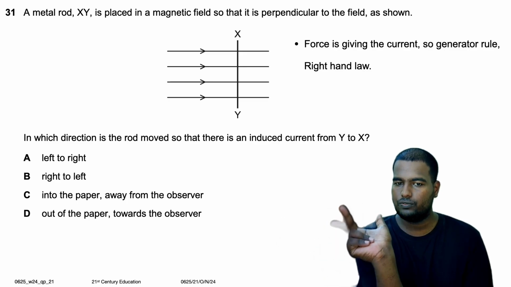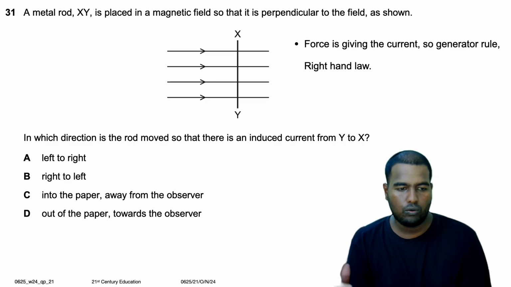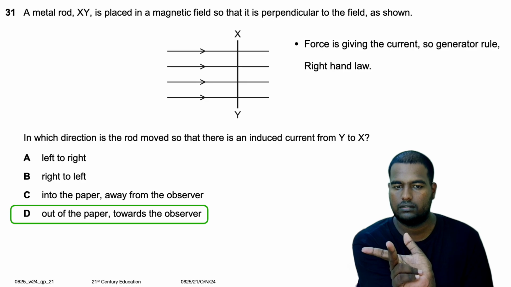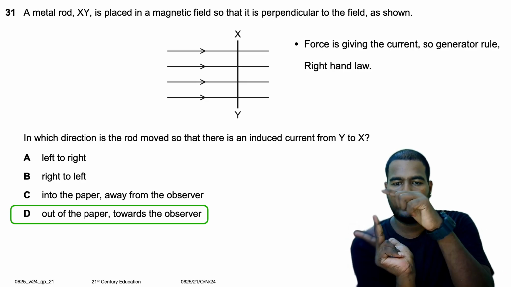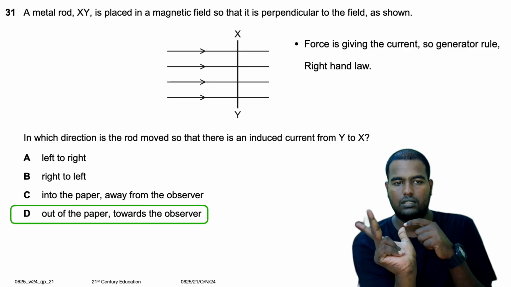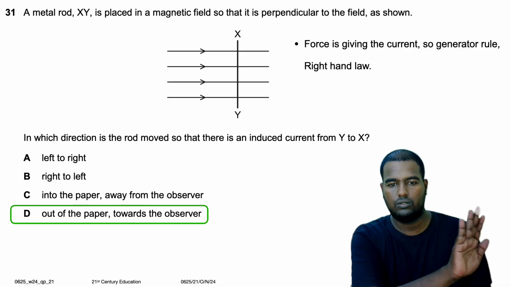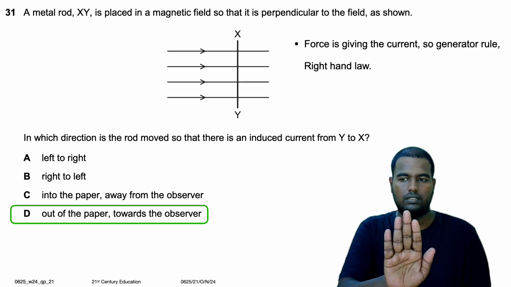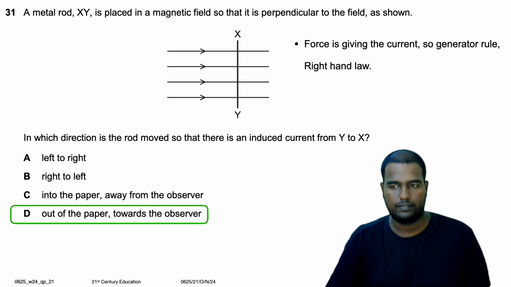So the thumb is pointing towards us, out of the paper towards the observer. The field is going from left to right, the current is going from Y to X. So the motion, we should move the wire in the direction of us. The field is in this plane, the current is in this plane, so the wire must have moved in this plane.